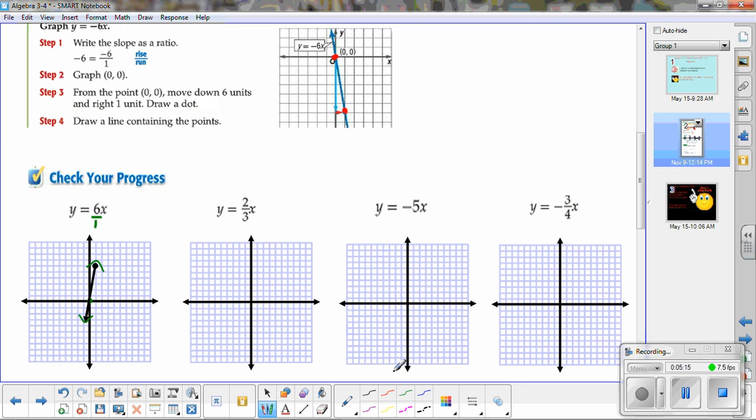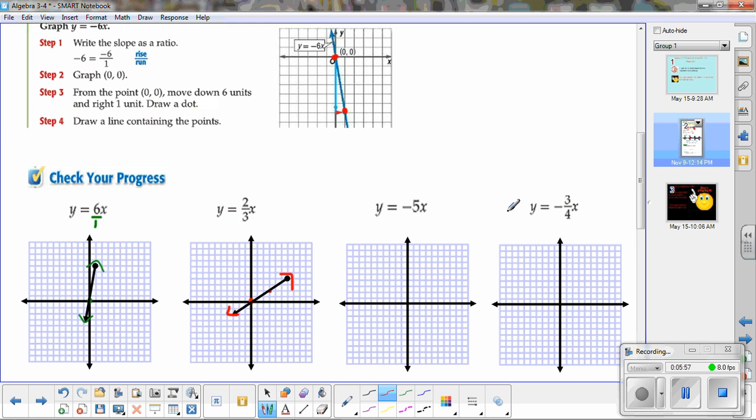Now for our next one, we would plot 0, 0. And then since the slope or constant of variation is 2/3, that means we're going to rise 2 and run 3. Since it's positive, we're going to go up 2 and we're going to run 3. Then we're going to connect those 2 points. Sometimes I like to make a third point just so it makes connecting them easier and more accurate. So I'm going to go from the point I just made and rise 2 and then run 3 more. Now let's connect that with a line, and put arrows on both ends to show that it keeps going.